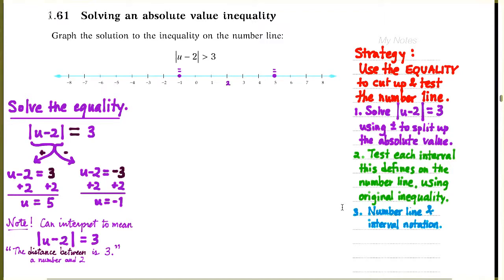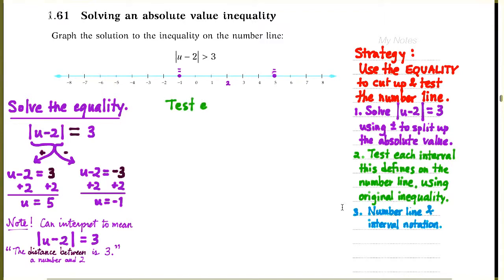And you'll notice that if 2 is right here on the number line, then if I go 3 units to the right, I'm going to find one of my solutions, 5. And if I go 3 units to the left, I'm going to find my other solution, negative 1. So this helps us to understand what an absolute value is doing in the context of this equation.